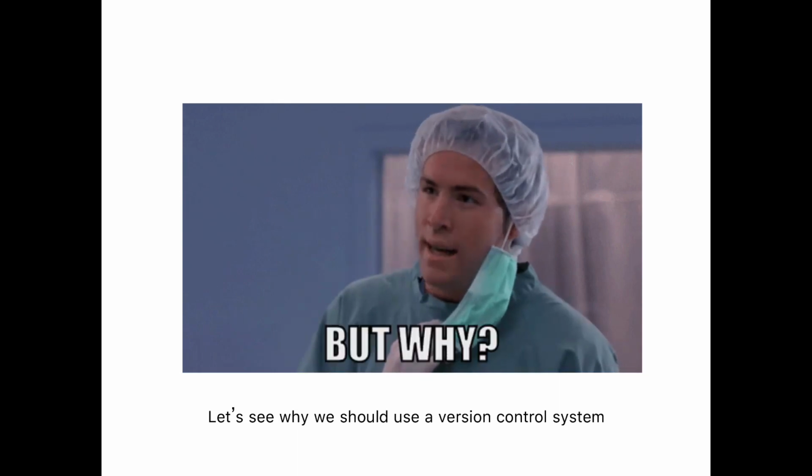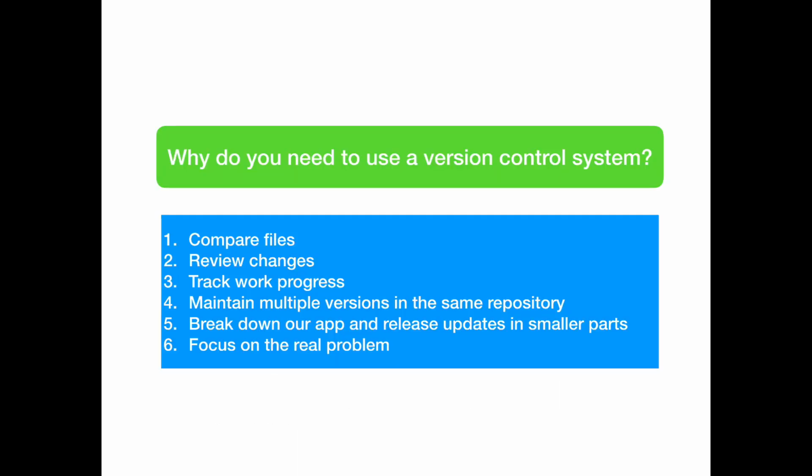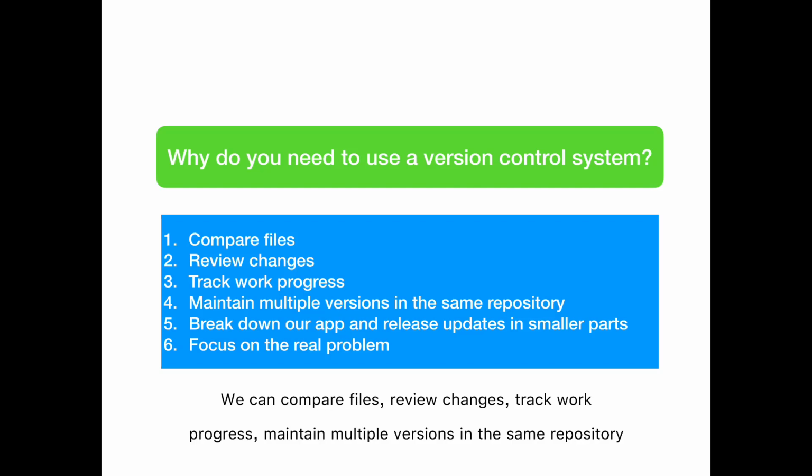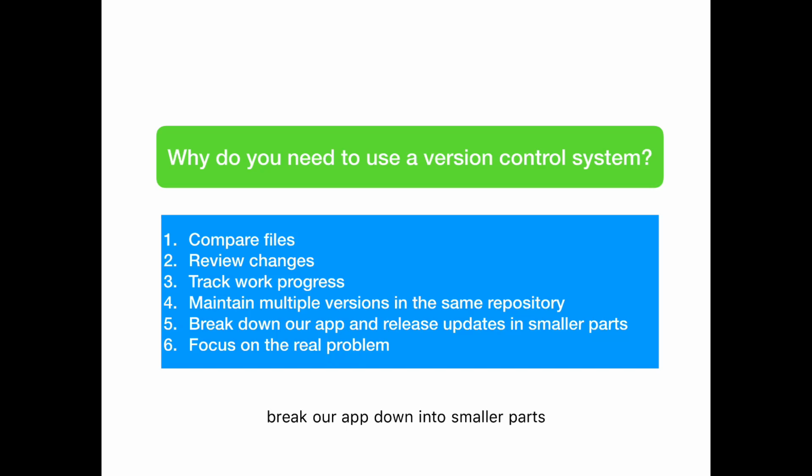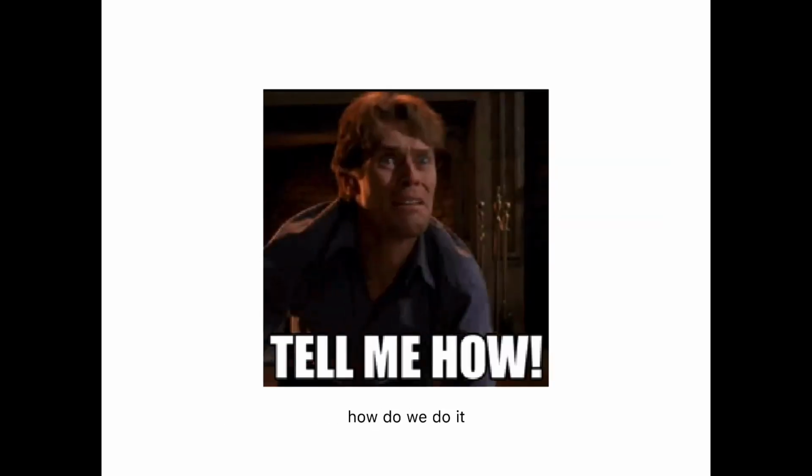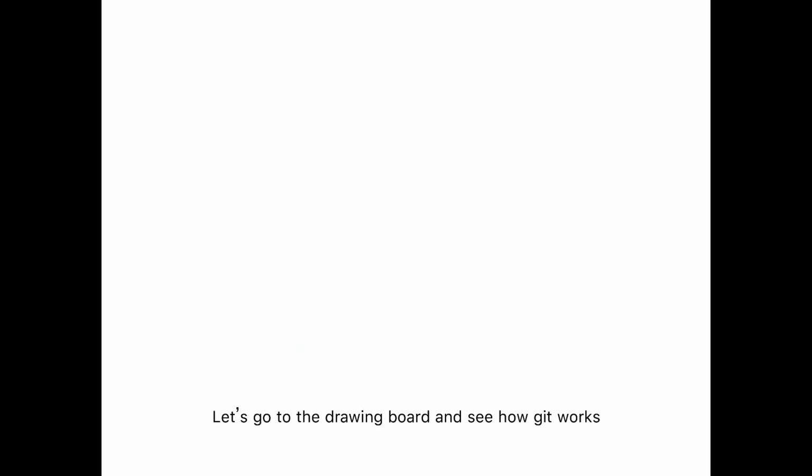Let's see why we should use a version control system. We can compare files, review changes, track work progress, maintain multiple versions in the same repository, break our app down into smaller parts, and you can focus on the real problem because we are supposed to be working on the app, not logging file changes. How do we do it? Let's go to the drawing board and see how Git works.